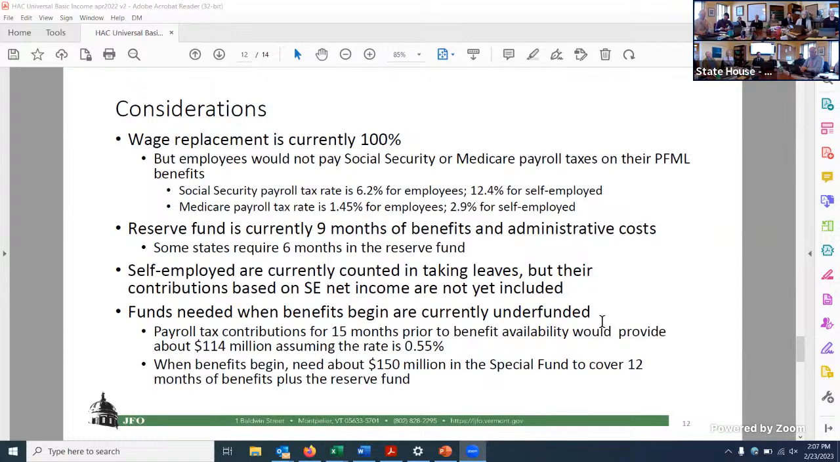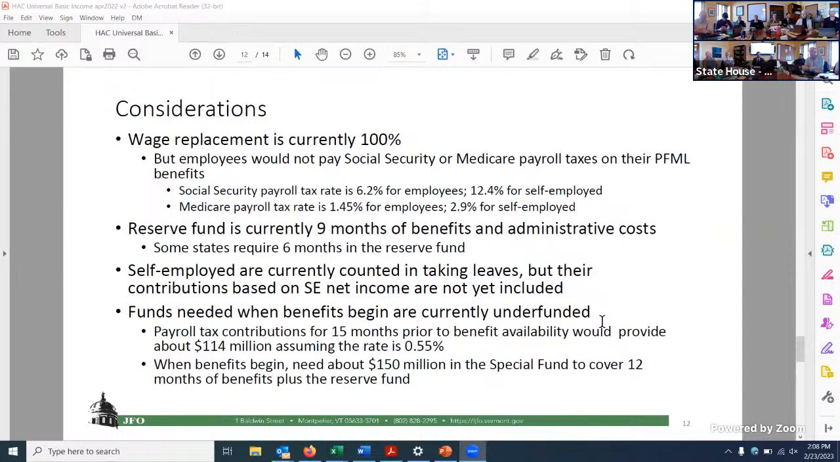We currently see that funds needed when the benefits begin to go out the door are underfunded. So the current setup is that payroll tax contributions would come in for 15 months, at which point the benefits would then become available. So contributions for 15 months produces about $114 million if the rate is 0.55%. With that caveat, that rate is going to change, we know. Just quickly, if it was matched up to the 85.5 million, it would be more like $106 million over 15 months.